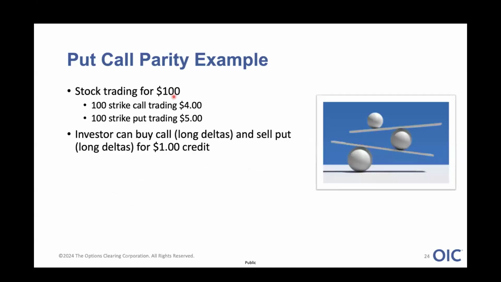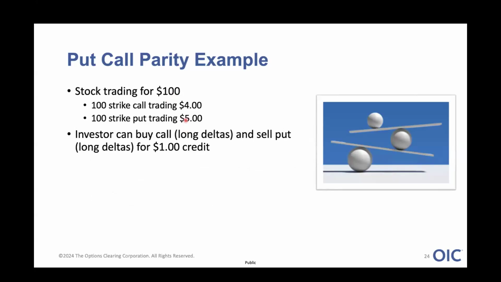But let's look at the second example. Now stock is trading for 100, and the 100 strike call is trading for $4, and the 100 strike put is trading for 5. Now, this is more for example purposes. You're never going to see this in the market because, once again, computers would trade this discrepancy back in line so fast you'd never really be able to take advantage of it.